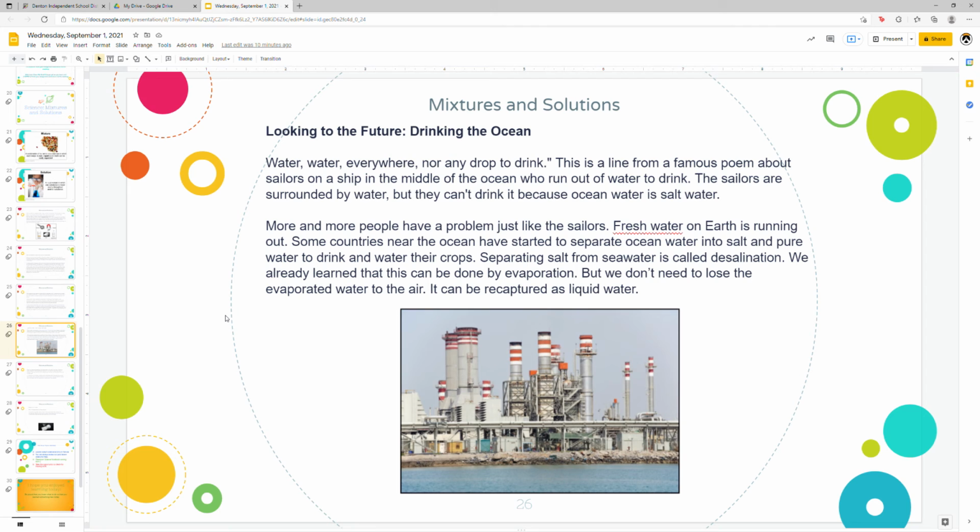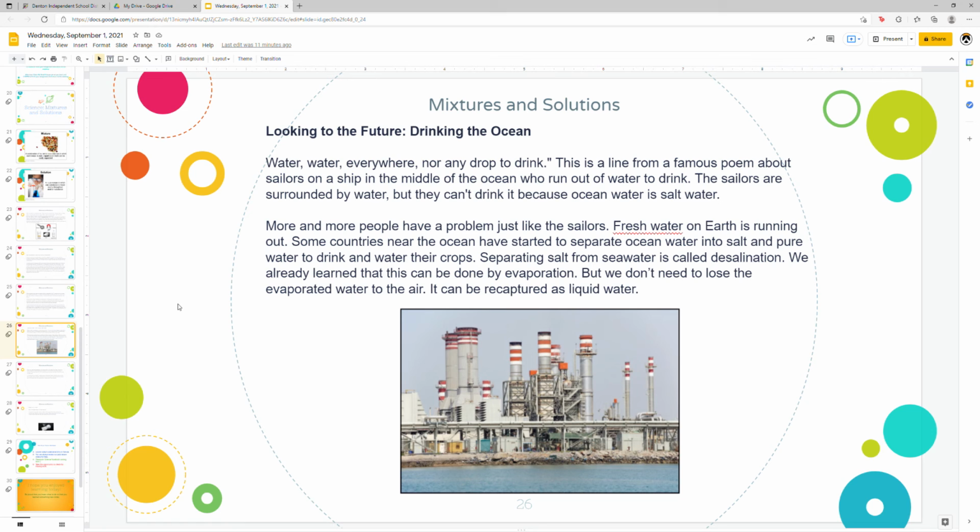So, looking to the future, drinking the ocean. Water, water everywhere, nor any drop to drink. This is a line from a famous poem about sailors on a ship in the middle of the ocean who run out of water to drink. The sailors are surrounded by water, but they can't drink it because ocean water is salt water. More and more people have a problem just like the sailors. Fresh water on Earth is running out.